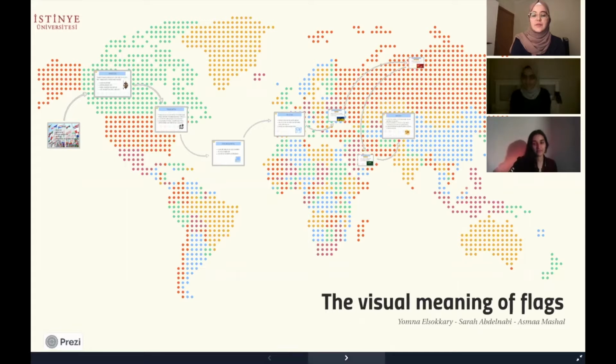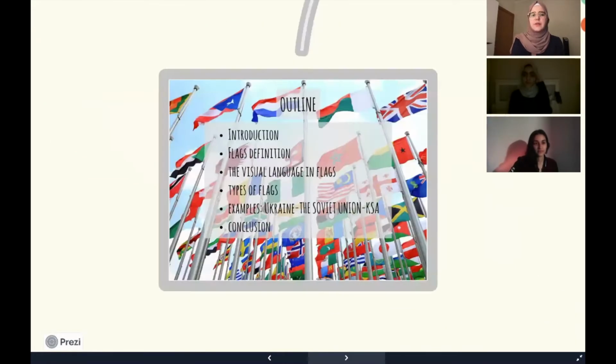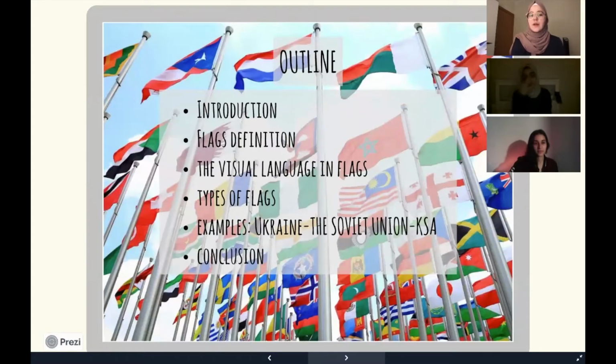Now we're going to move on to the outline. First of all, we are going to give a brief introduction. Then we are going to define flags. Next, we are going to talk about the visual language in flags, and then we are going to identify 3 types of flags and give examples about them, which are the flag of Ukraine, the Soviet Union, and the Kingdom of Saudi Arabia. And finally, we're going to make a conclusion.